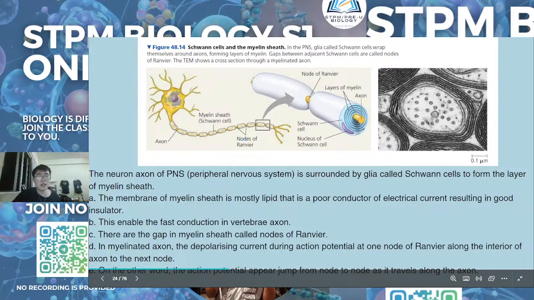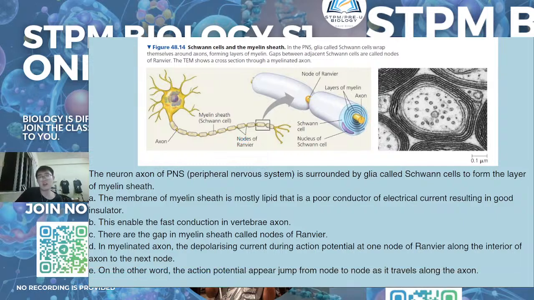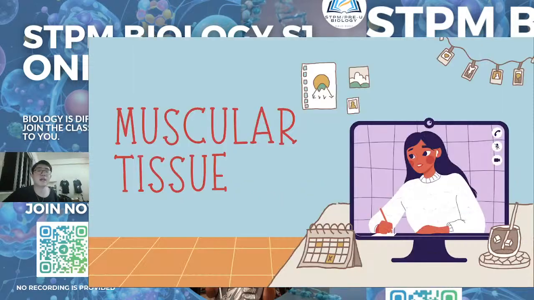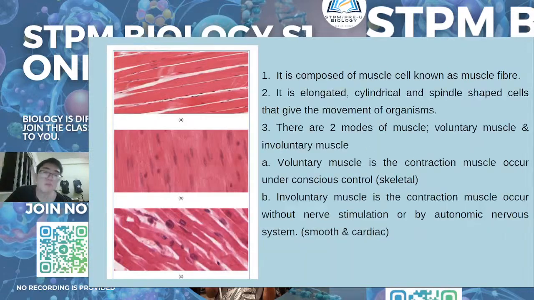This is all about how our neuron contains the myelin sheath. You will learn more detail in semester 2, earlier than the rest. Okay, so that's all for the nervous tissue. Next, we go to the third one, muscle tissue, muscle cell. Muscular tissue contains 3 types.